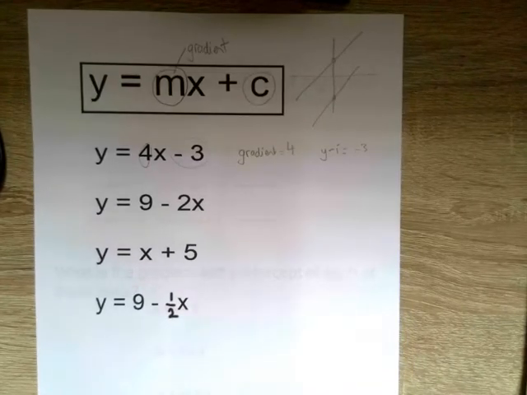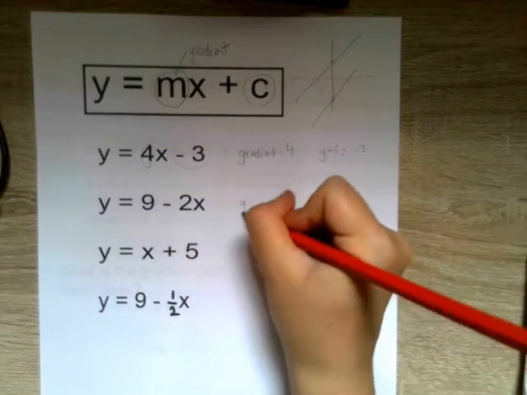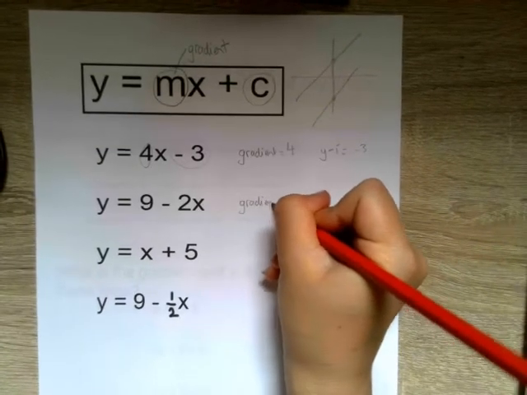So the next one, like I say, it's very tempting to say the gradient is 9, but look at what is in front of the x.